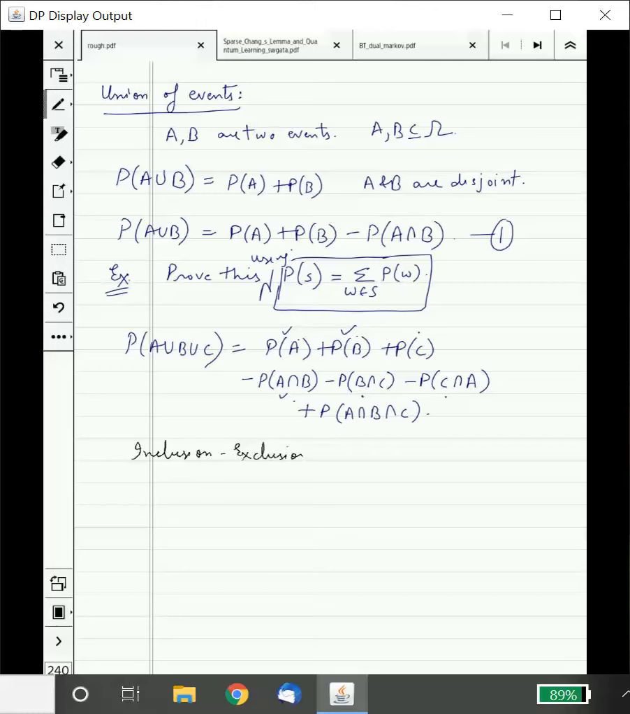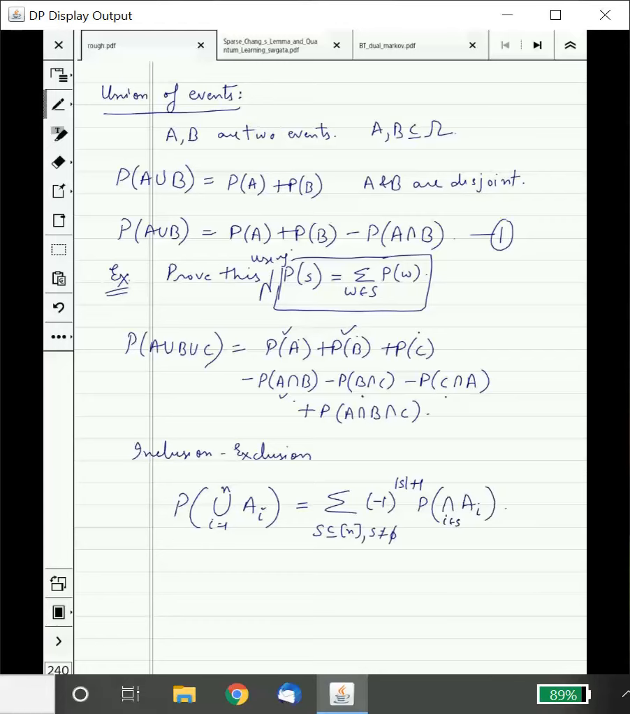The formula says that the probability of a union of some events, you take summation over all possible sets and calculate the probability of each of these intersections.